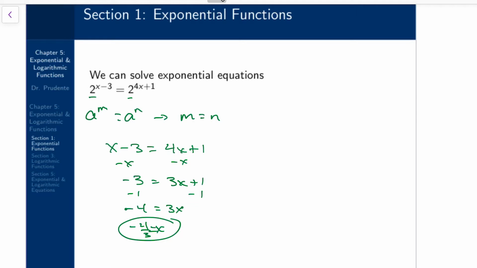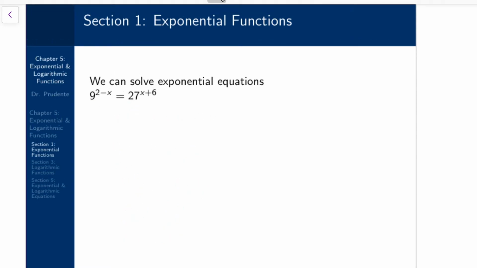We can solve slightly more difficult problems where our bases are not quite the same. Here's an example of a slightly more difficult problem where our bases are not exactly the same. I can't use that really nice property, a to the m is equal to a to the n, then my exponents are equal, because I don't have equal bases. So what we want to do is reduce bases. We want to think, can I write 9 and can I write 27 as powers of the same base? Is there something that goes into both 9 and 27?